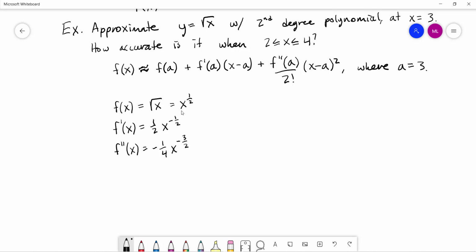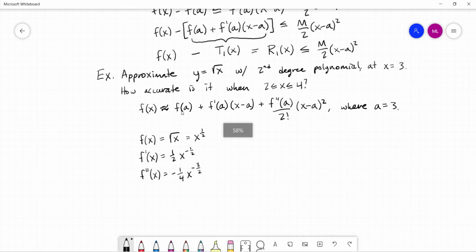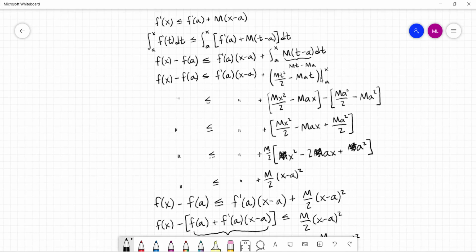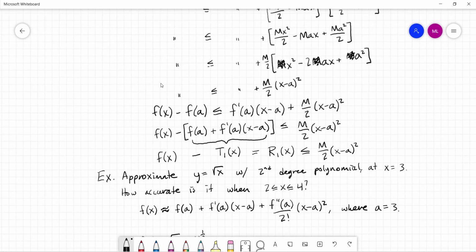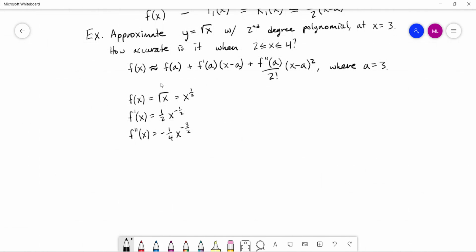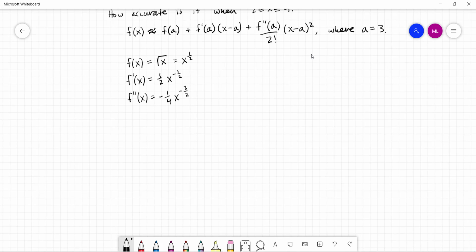I also am going to want, in order to determine the accuracy using the theorem, notice that this theorem applies to the n plus 1th derivative if we're using a degree n approximation. So I actually also am going to want the third one. I don't need this third derivative in my approximation. I need it to approximate the error.